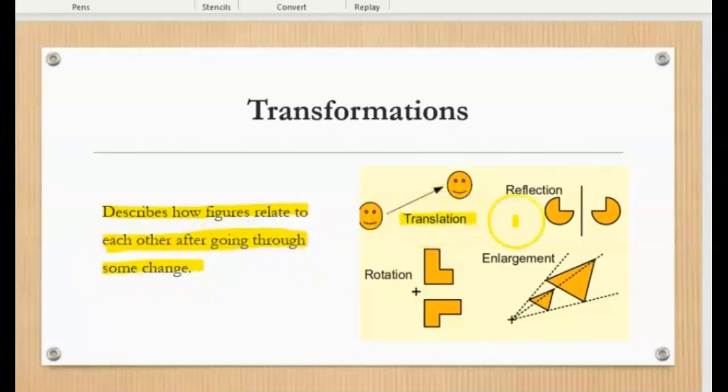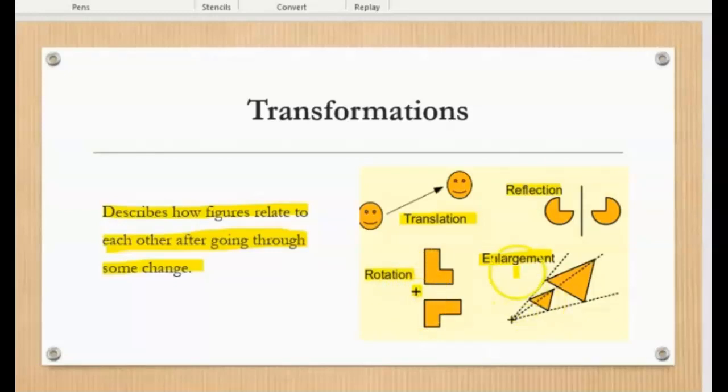There can be a translation, a reflection, rotation, or an enlargement. So a translation, and we're going to talk about these a lot more on the next pages, but you can see in this diagram, you're just taking the shape and moving it up, down, left, right, typically. A reflection is exactly what you think it is. When you think of a reflection in the mirror, right, you're kind of seeing the mirrored image of something. Rotation is turning a figure around some point.